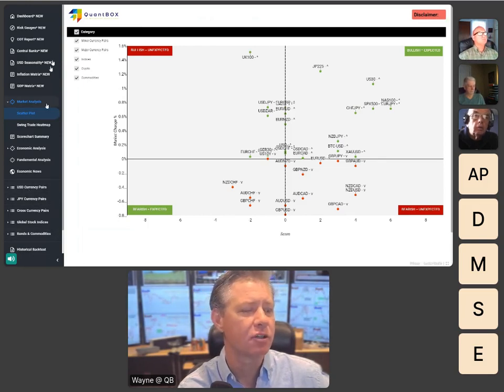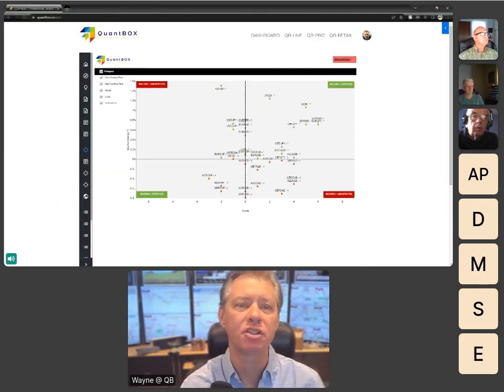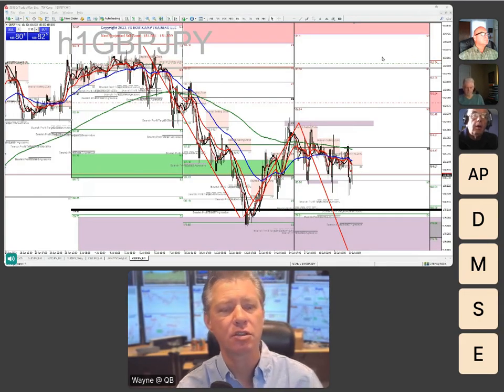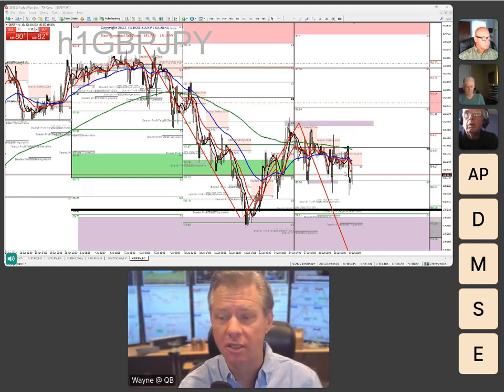Okay. And that had to do with inflation being updated. So we'll take a look at this. Here's Great British Pound. I shorted it. What is it? The 19th? 19 days ago.